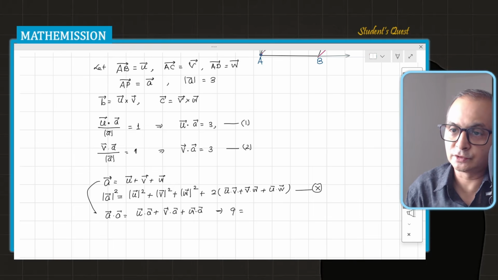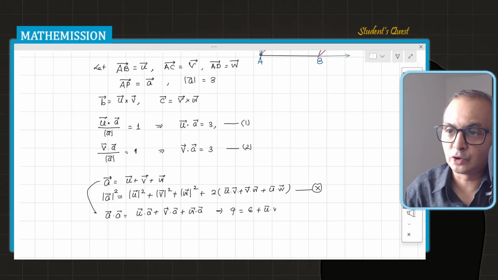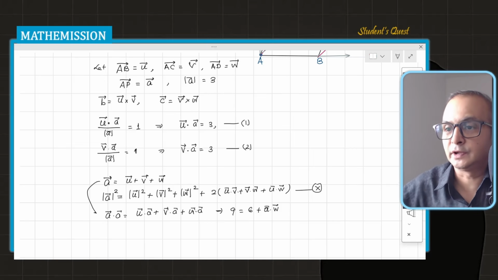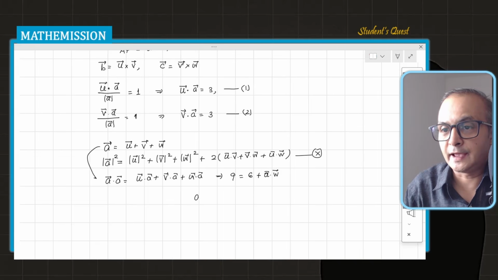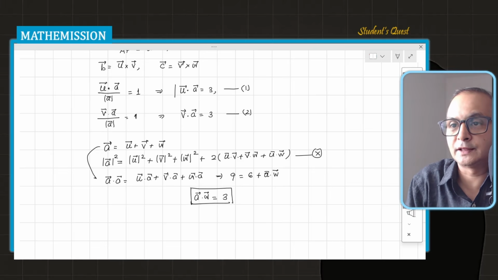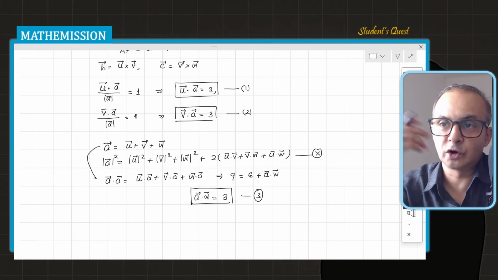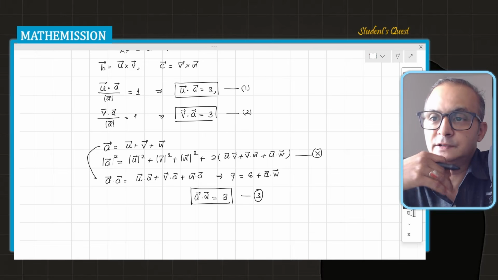So 9 is equal to, and U dot A is, we have V dot A, we have the 3 and 3, that is 6. So 9 is equal to 6 plus U dot W, A dot W rather, or W dot A. In this way we got A dot W, or W dot A, is also 3. And here we already found that these values are also 3 respectively. So we have these 3 pieces of information for U dot A, V dot A, and A dot W.